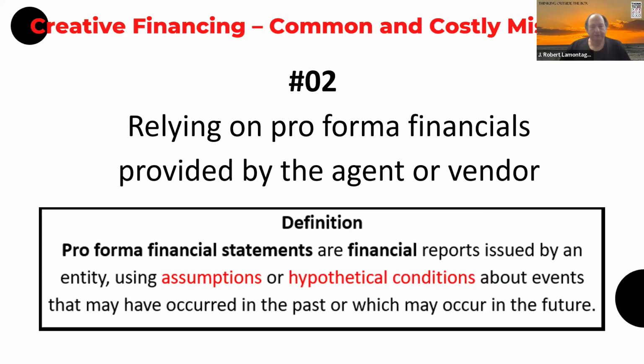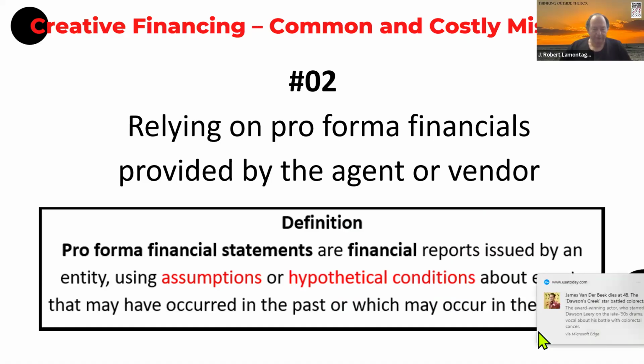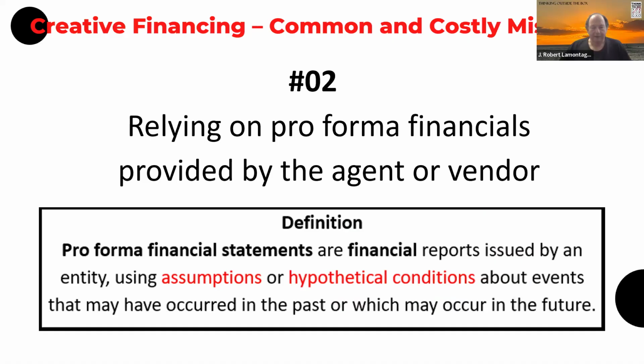The next problem is that investors tend to rely on what we call pro forma financials provided by the agent or vendor. These usually include expenses only for property tax, insurance, and sometimes some utilities. Experienced investors know that there are a lot more costs than that in order to manage and run a building. So make sure that you get a proper accounting of the expenses when doing your numbers.